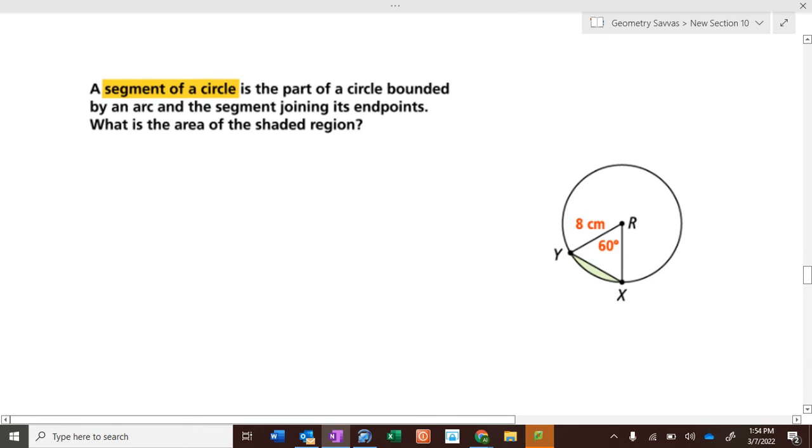The segment of the circle is just a little itty bitty portion. Is a part of the circle bounded by an arc and the segment that joins its endpoints.